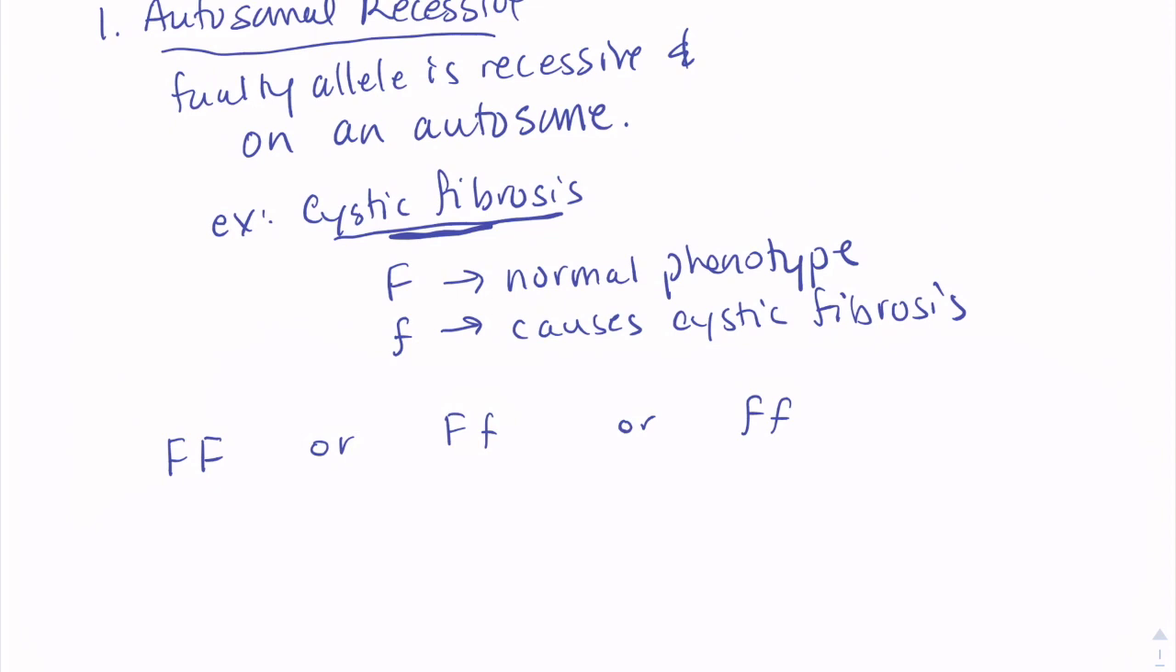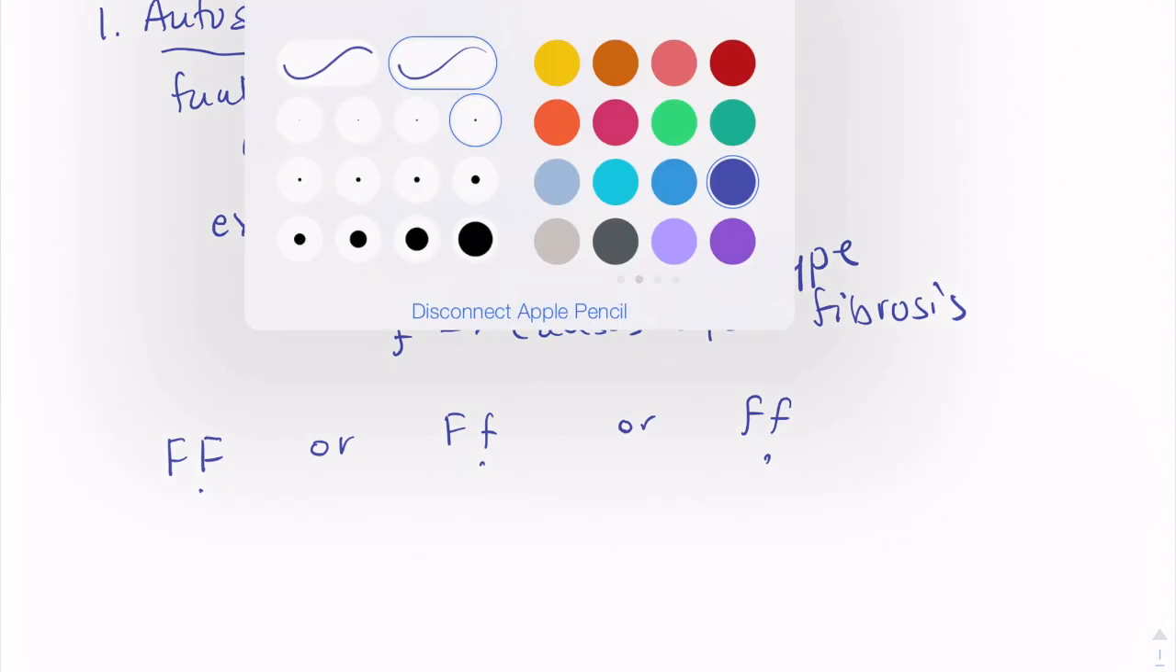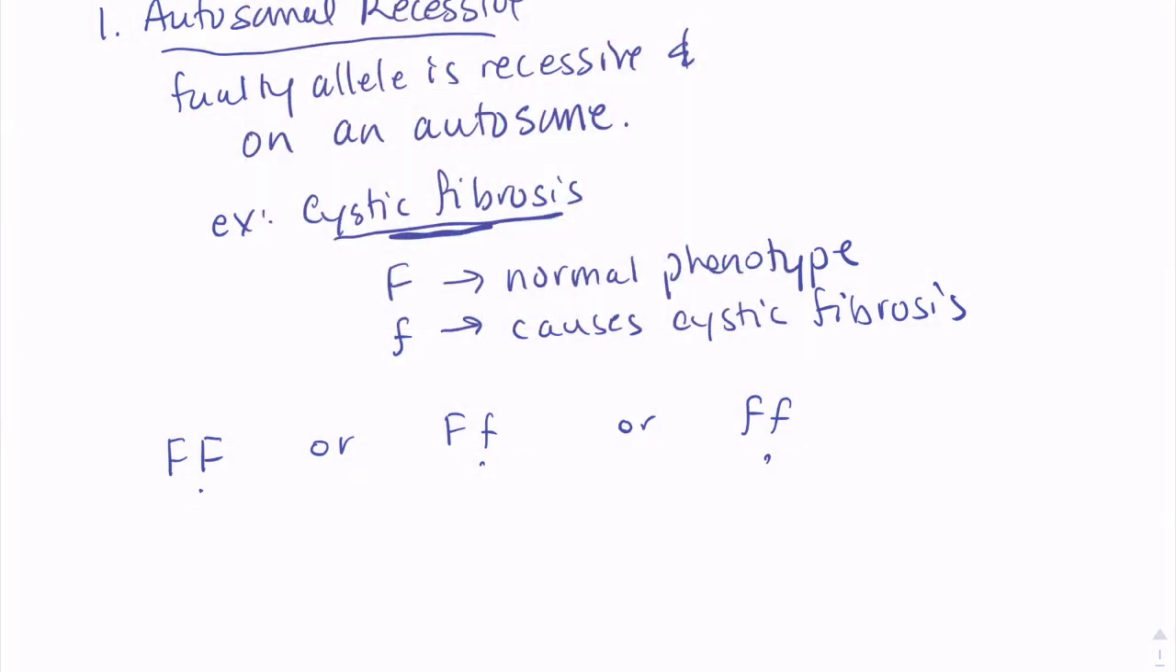Which of these three genotypes is going to be affected with the disorder? You think about that? Well, I changed my pen color. Let's change it to, how about, we'll go with this orange color. And if you decided that homozygous recessive would be the affected individual, you are correct.